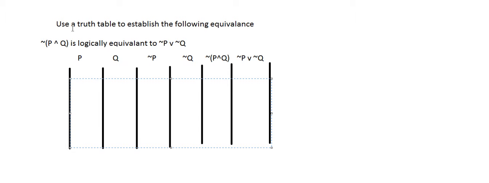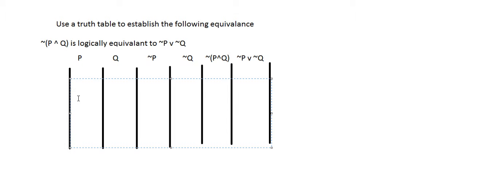Okay, we're told to use a truth table to establish the following equivalence. Not (P and Q) is logically equivalent to not P or not Q. So I have broken down these statements into smaller pieces so we can get the truth values. And if these two truth values are both the same, then we have proven that they are logically equivalent. So since I have P and Q, I will have four choices.